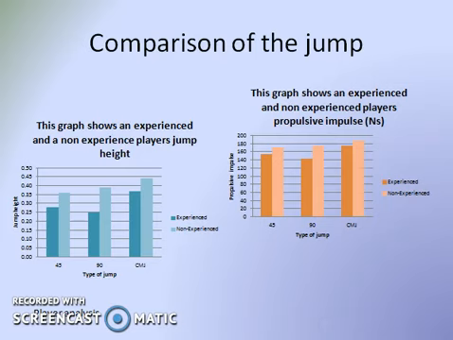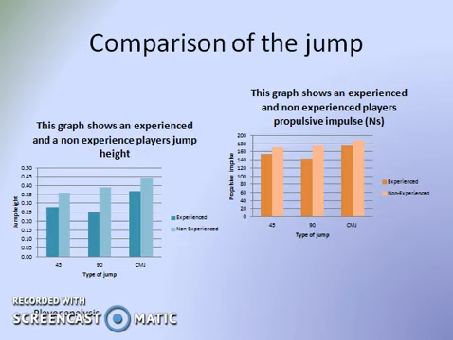On the second graph, I can see that the non-experienced player has a higher propulsive impulse on every type of jump, and once again, this goes up with each type of jump. Whereas the experienced player, its biggest impulse was on the CMJ jump. Once again, its least impulse was on the 90 degree angle jump. This could be because it was his worst jump in the jump height. As you can see, the non-experienced on the 90 degree only got to 0.25 meters.